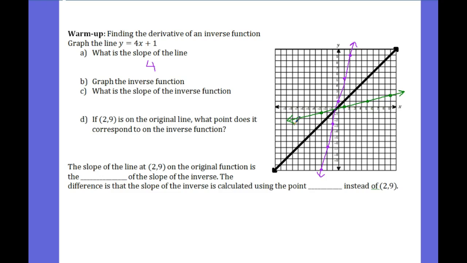Looking at your inverses, what becomes the slope of the inverse? So if (2, 9) is on the original, what's on its inverse? Good. So the slope of the line at (2, 9) on the original we know to be 4. The difference is that the slope of the inverse can be used calculating a point.